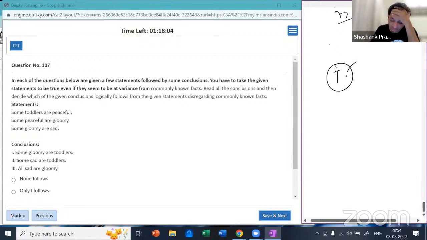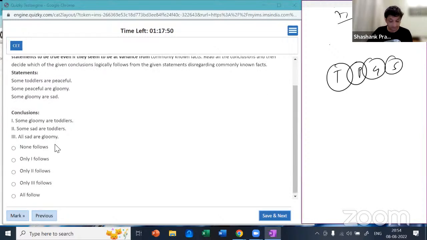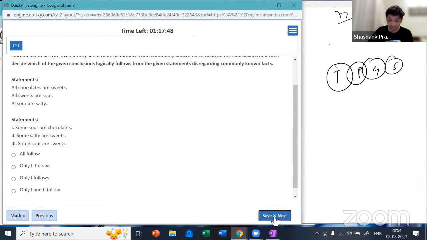Some toddlers are peaceful. Some peaceful are gloomy. Some gloomy are sad. Very good. Some gloomy are toddlers. Can't say. Some sad are toddlers. Can't say. So all sad are gloomy. Can't say. So इसमें some not वाले cases होते हैं. So none follow. I think. Yeah, I think this is the one.